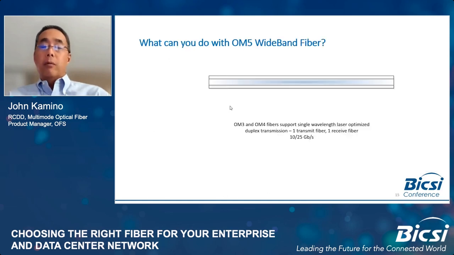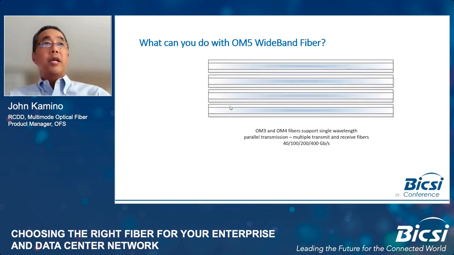How does an OM5 wideband fiber work? Well, if you remember, the OM3 and OM4 fibers are designed for single wavelength laser-based operation. So in a duplex transmission, you'll see one transmit fiber and one receive fiber, and it will operate at 10 gigabits, 25 gigabits, and today up to 50 gigabits, and soon will be up to 100 gigabits per second.